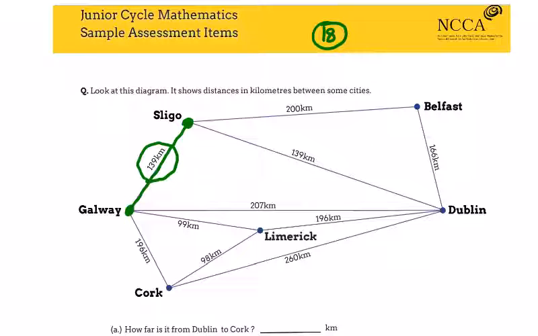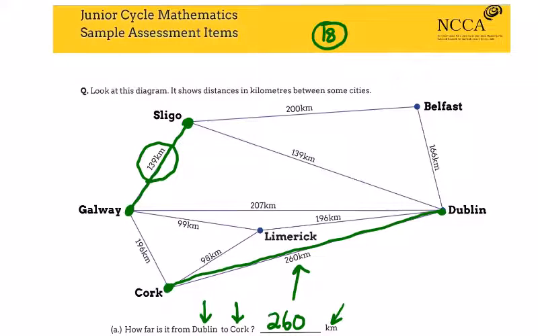So what are we asked? How far is it from Dublin to Cork? So Dublin, put your pen on Dublin. Can we go straight to Cork? Yes. Now we may not be able to, so we may have to go another route, and we'd have to add two numbers together. But you can see here, Dublin to Cork is 260. That's given to you here, and the units are also given to you at the end.